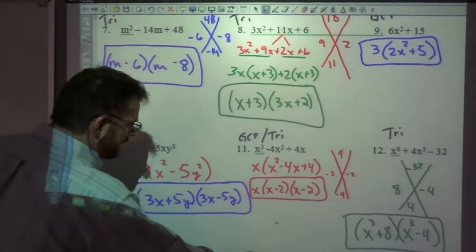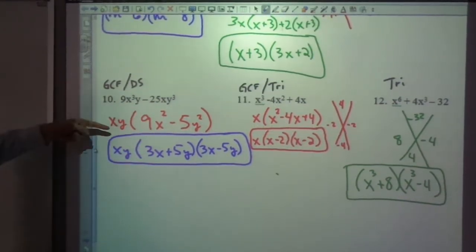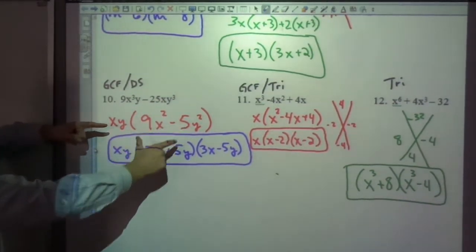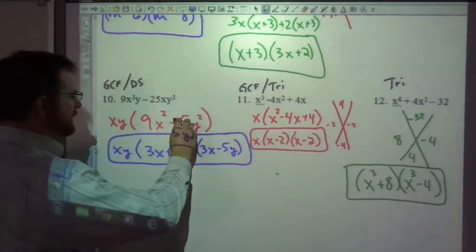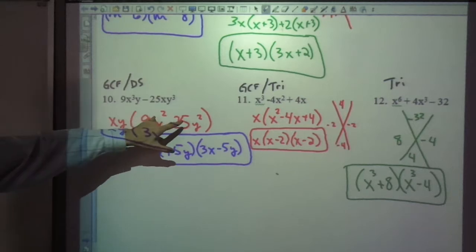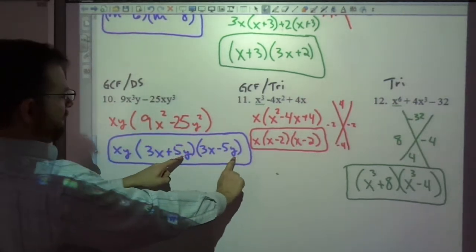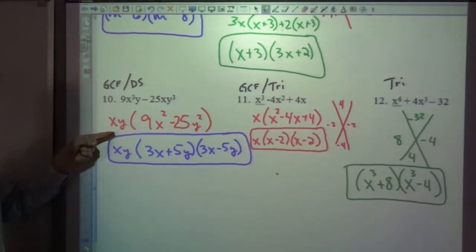Number 10. I always check for greatest common factor first. They both have an xy I can pull out in front. And then this, whoops, this should be a 25 that's left. And that is a difference of 2 perfect squares. 3x, 3x, 5y, 5y, one's positive, one's negative. The GCF comes along for the ride.